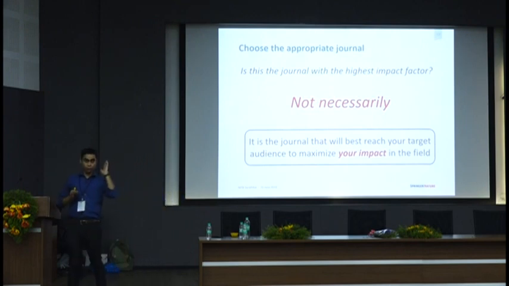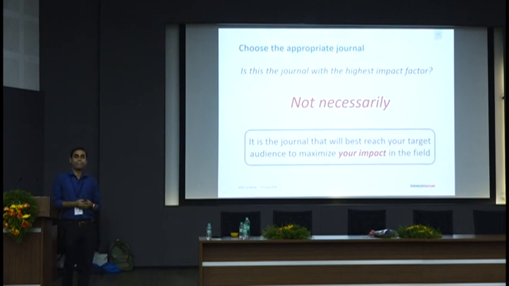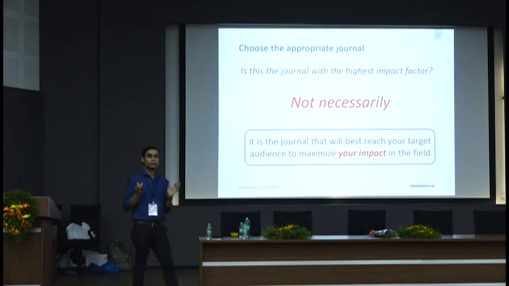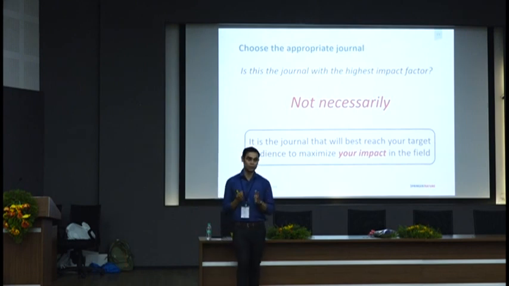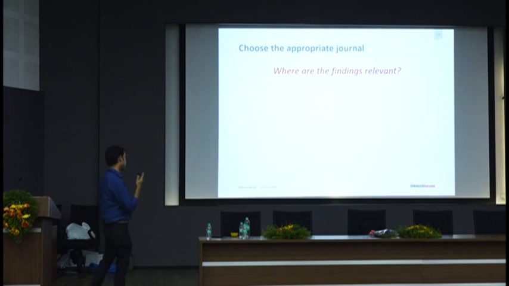So you should choose a journal in such a way that you can reach the maximum number of your intended readership. The key here, what we always say, is that your focus should be on the impact of your work, the impact of your article, rather than the impact factor of the journal. All right. So now when we are talking about how to pick a journal, here are a few key questions.